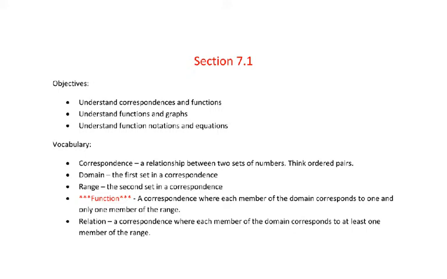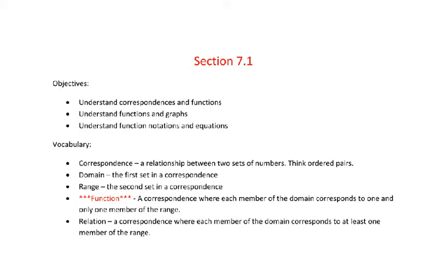So a correspondence is just a relationship between two sets of numbers. Just think about ordered pairs. Basically, that's the kind of thing we're talking about in a correspondence, where one set of numbers is your x-coordinates and one set of numbers is your y-coordinates, say when you're graphing a line. And the domain is the first set in a correspondence, so the domain is the x-coordinates. And the range is the second set in the correspondence, or the y-coordinates.